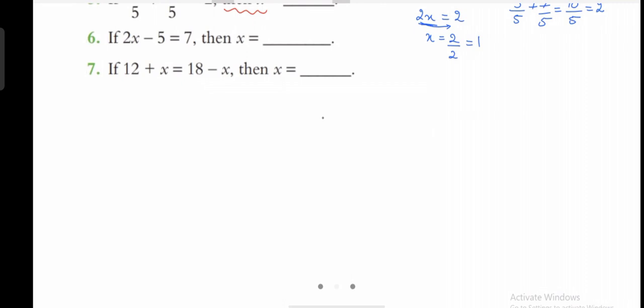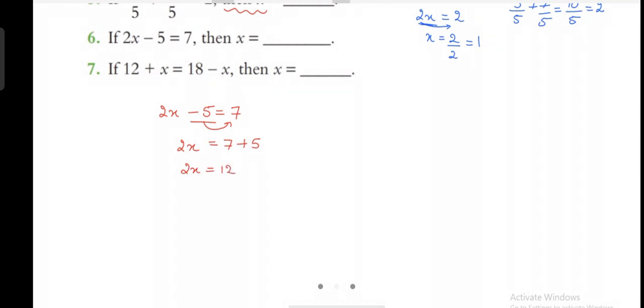Okay, next is the sixth one, which is very easy. See, this is 2x minus 5 is equal to 7. We need to find the value for x again. In this case, first we will be taking this negative 5 to the other side. If we take the negative 5 to the other side, it is going to be positive, because over here it is negative, it is in subtraction. Then in this case, we can write it as 7 plus 5. So we can say that 2x is equal to 12.